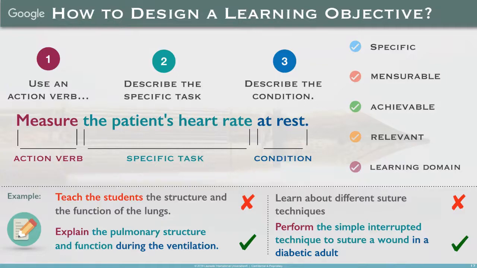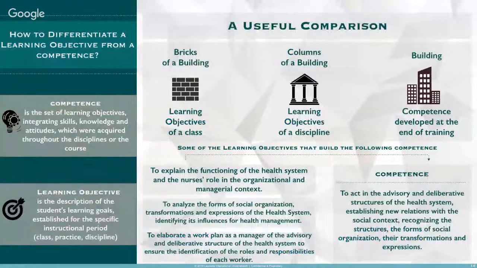When we say perform the simple interrupted technique to suture a wound in a diabetic adult, we have a clear action verb, perform. I mean, we can see the students doing something, right? The task is clear, perform the simple interrupted technique to suture a wound, and there's no doubt about the condition. It's a diabetic adult. But before we move forward, let's differentiate competencies from learning objectives.